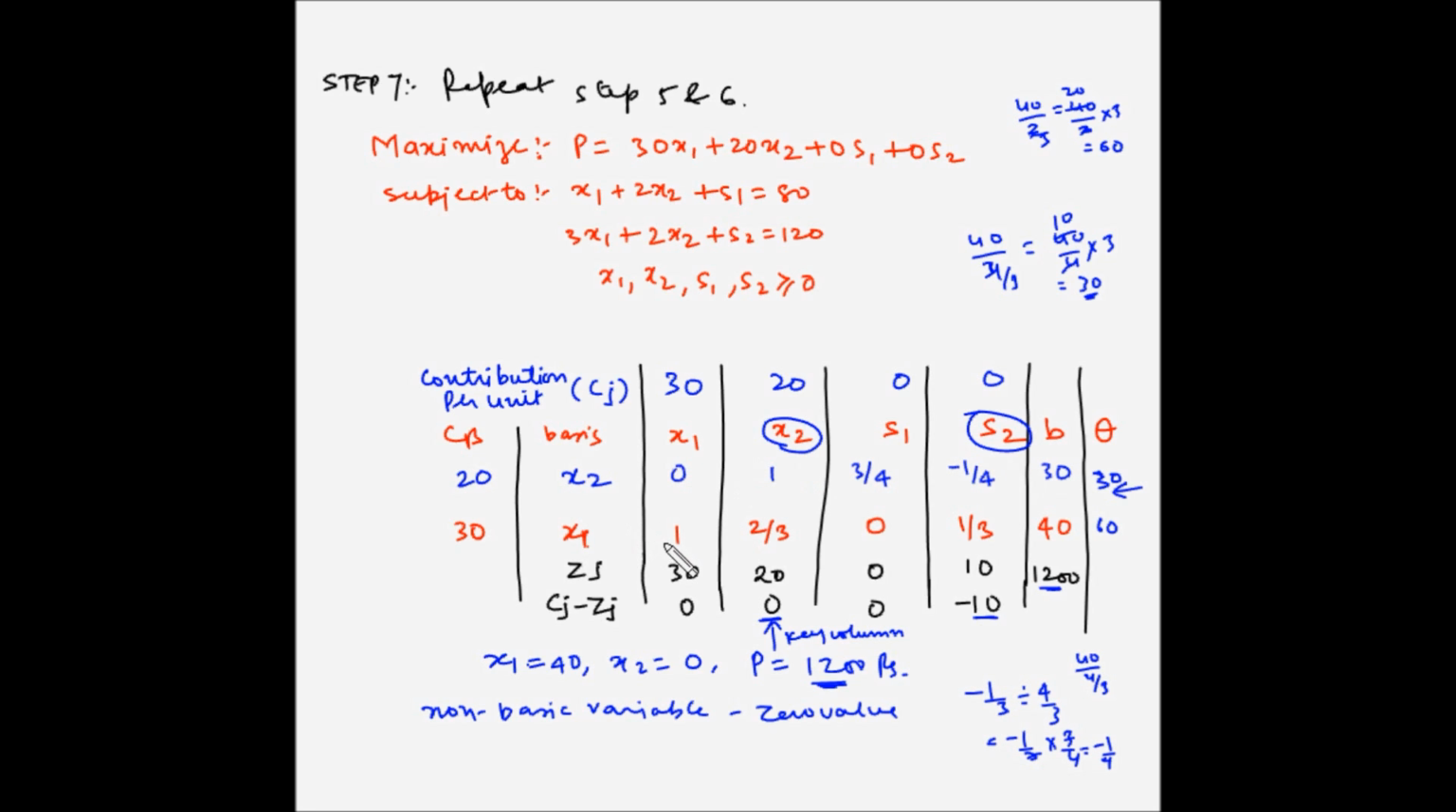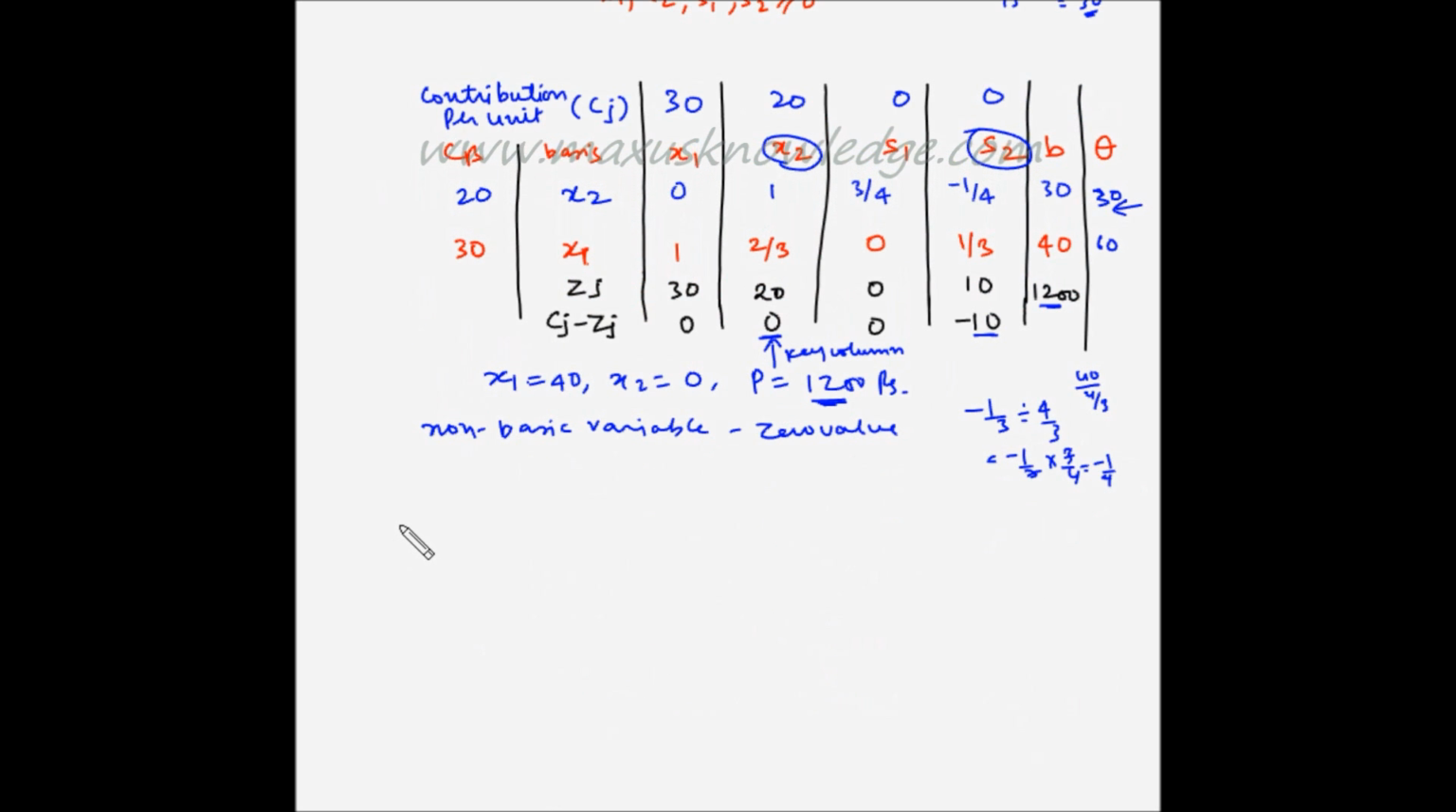Now each remaining row of the previous matrix is to be substituted by the new row called replaced row. So basically the idea is that the key element will be 1 and the remaining elements in the key column should be 0. So in order to do that, for the remaining rows, the variable and its contribution, that is the CB column, are reproduced without change. So this x1 and 30 remain as it is. Now this we have to make 2 by 3 as 0. So 2 by 3 minus 1 into x is equal to 0. So x is equal to 2 by 3.